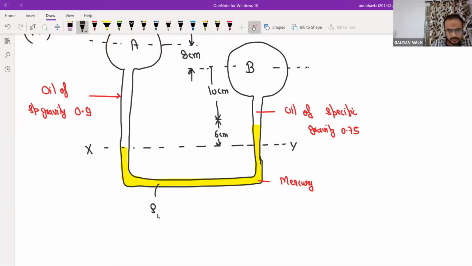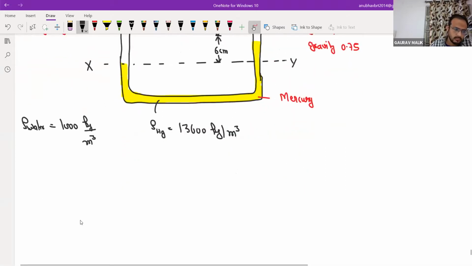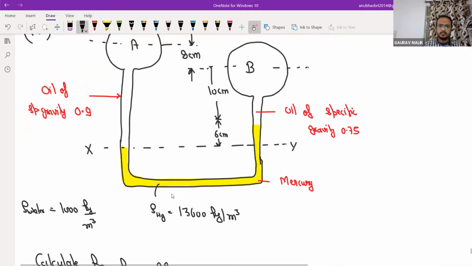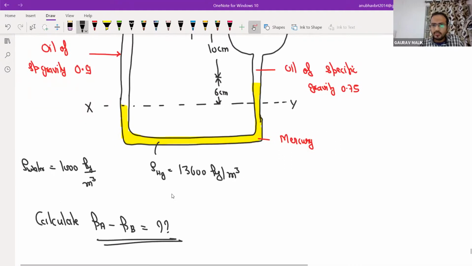Density of mercury 13,600 kg per meter cube. Density of water is given 1000 kg per meter cube. Calculate PA minus PB. I need an answer from each and every student. Calculate the value of PA minus PB.